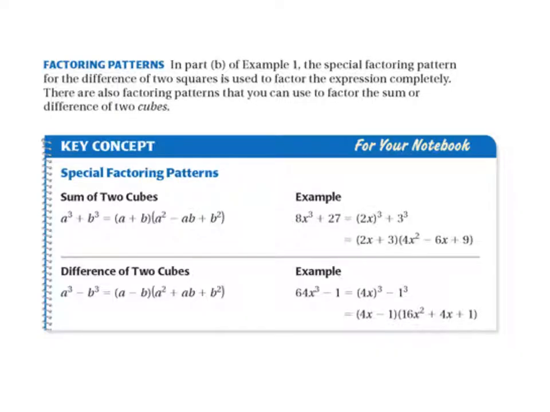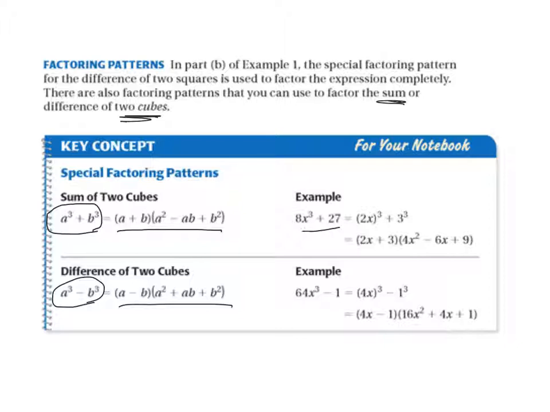All right, factoring patterns. In part B of example 1, the special factoring pattern for the difference of two squares is used to factor the expression completely. There are also factoring patterns that you can use to factor the sum or difference of two cubes. Okay, we learned this a little bit, but there's a little review here. So when I have the sum of two cubes, I can factor it like this. When I have the difference of two cubes, I can factor it like that.